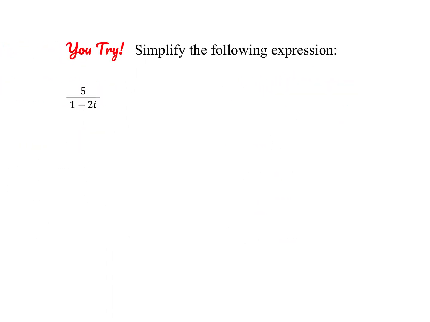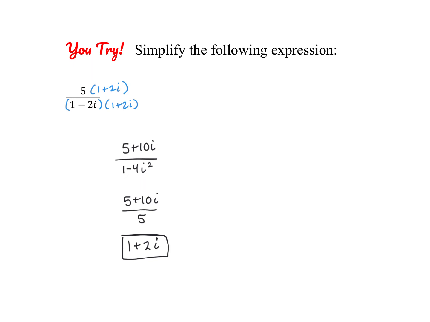Okay, here's the last example, so please pause the video and simplify this expression, and we'll check our answers in just a few seconds. All right, so go ahead and check your work here. Here you have to multiply the numerator and denominator by 1 plus 2i, and once you're done simplifying, you should end up with just 1 plus 2i. Kind of a coincidence that your solution happens to be the complex conjugate. That is your final simplified answer.